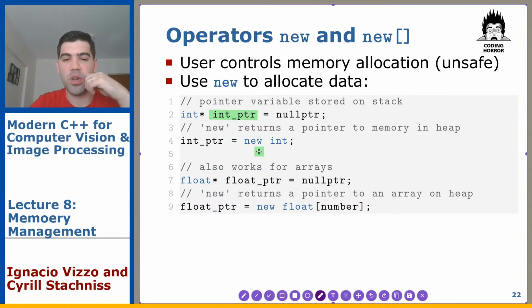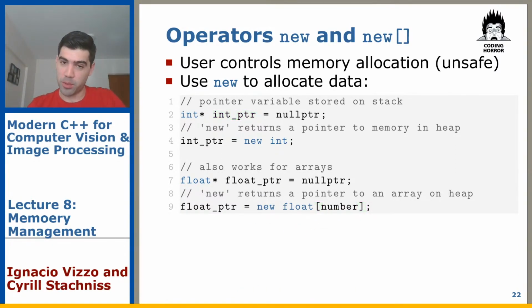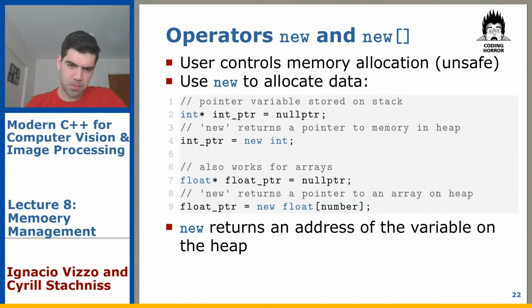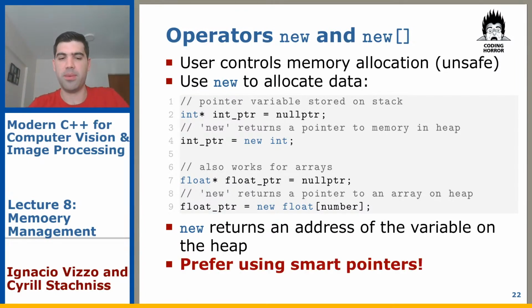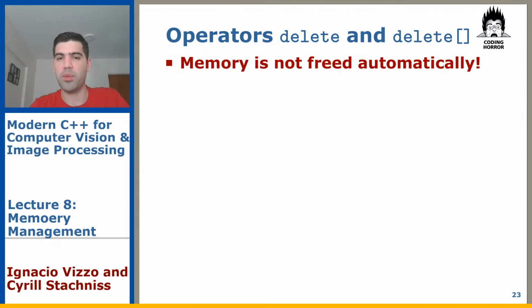And then this will also work for arrays. Let's say you want to allocate an array in memory because you want more data. You do the same, but you use the square brackets and specify how much memory you want, so how many floating points in this case. Keep in mind that you might want to do this for your homeworks. New returns an address of the variable in the heap, and later we will see how to use smart pointers.